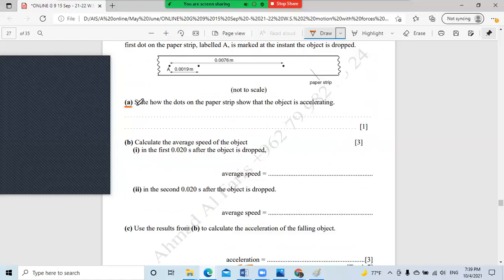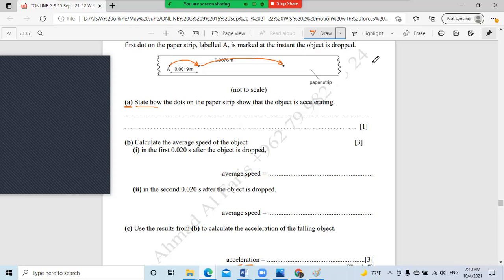State how the dots of the paper strip show that the object is accelerating. How can we say that the object is accelerating? Yes, by the distance between the dots. Bravo. What about the distance? Look, the distance in the first 2 dots is only 0.019. But the distance from here to here becomes more. Exactly. So as the distance is more, that means the speed is what?